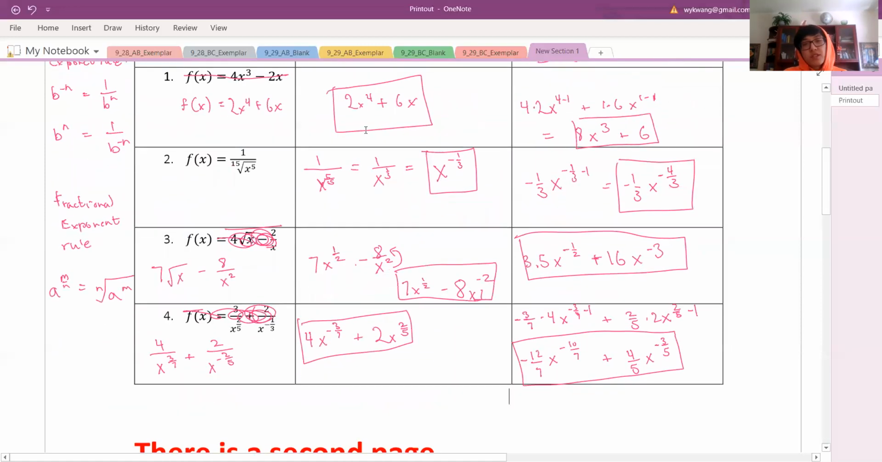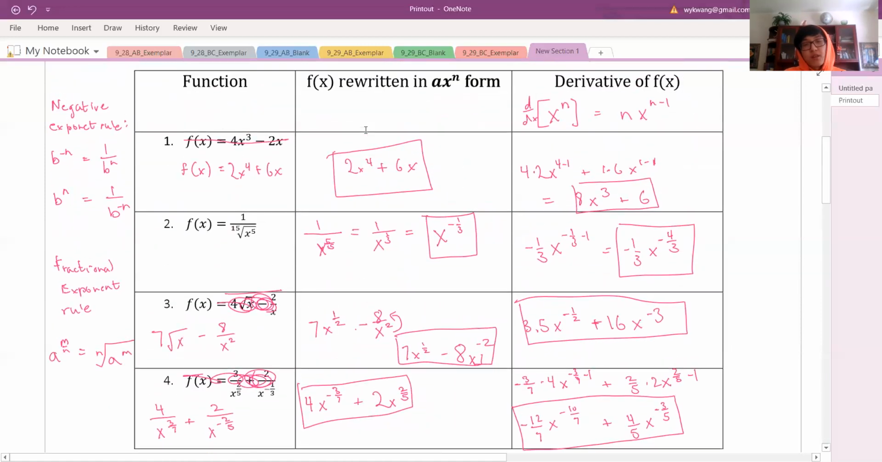Awesome. So for this part, I just want you to fill out this chart, however you want to organize it.